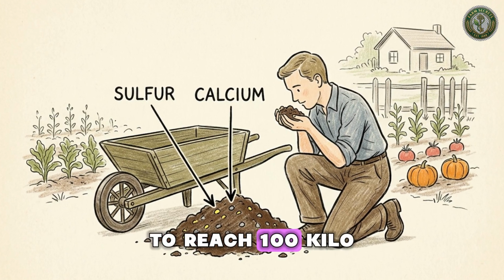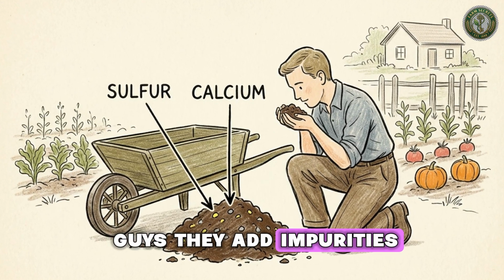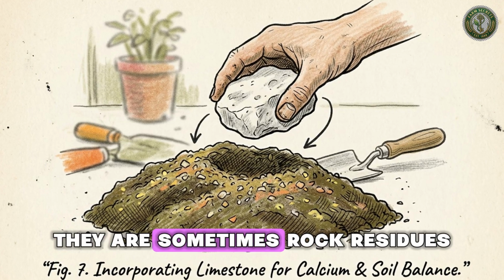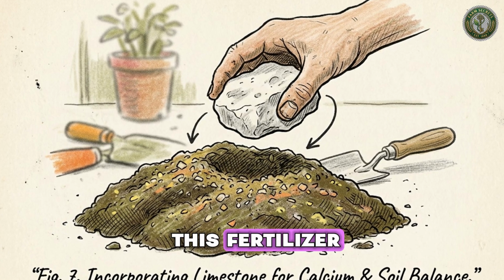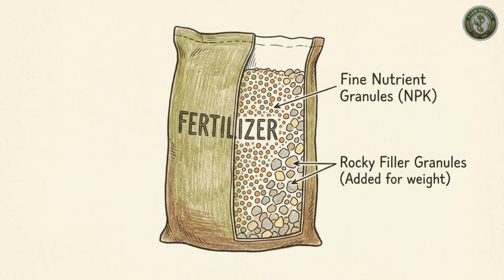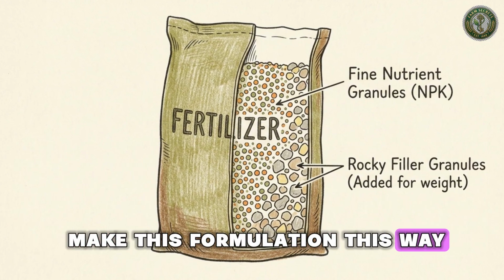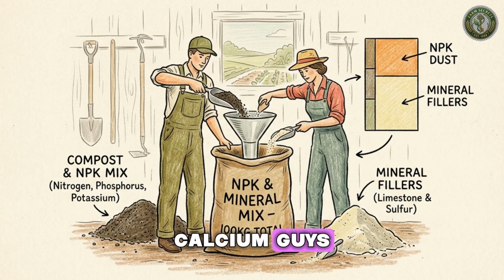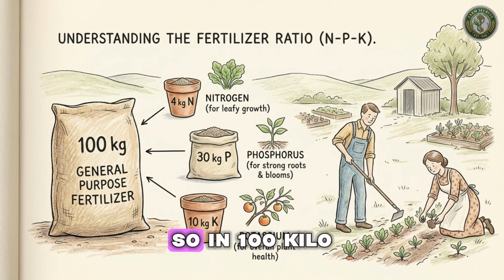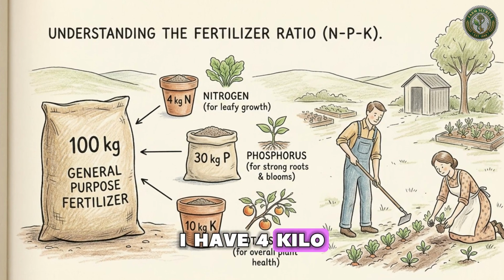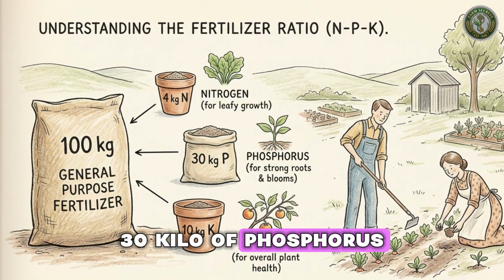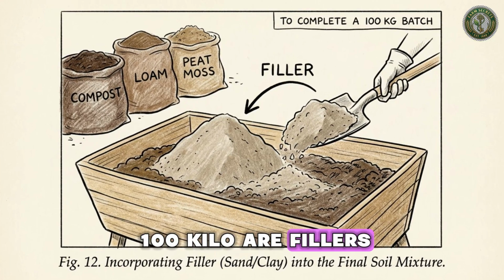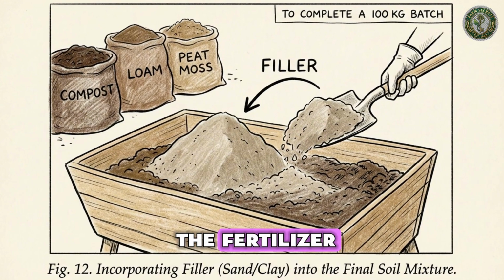What about the rest to reach 100 kilos? Guys, they add impurities like sulfur, calcium, limestone. Sometimes they are rock residues from where they extract this fertilizer, to reach 100 kilos. That's why they make this formulation this way. It can include limestone, sulfur, calcium. So in 100 kilos of this formula, I have 4 kilos of nitrogen, 30 kilos of phosphorus, and 10 kilos of potassium. The rest to reach 100 kilos are fillers they put in there when they are formulating the fertilizer.